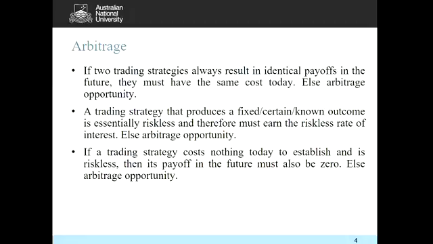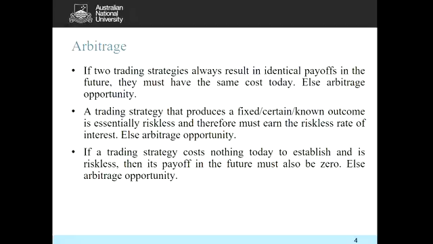Before I start today's example, I want to sink this idea into your mind. What is arbitrage? I think you've heard arbitrage a million times. But there are three ways to define arbitrage, three definitions. The first definition is that if two trading strategies always result in identical payoff in the future, then they must have the same cost today. Otherwise, there will be arbitrage opportunities. I think this is quite intuitive.